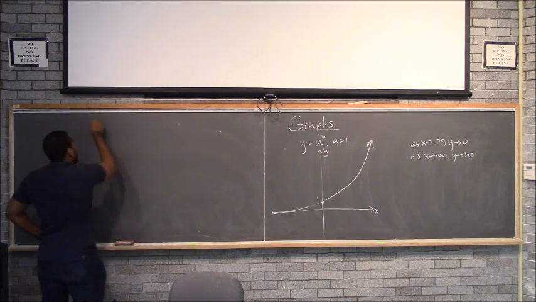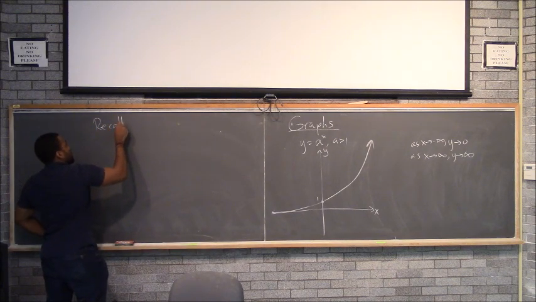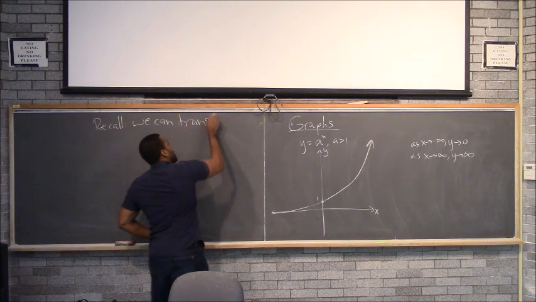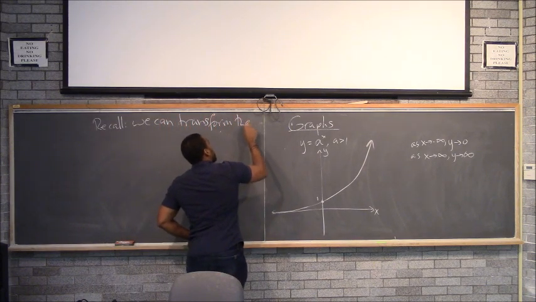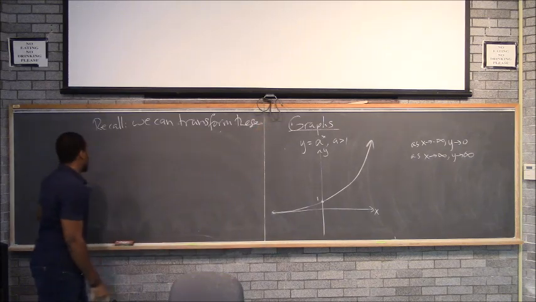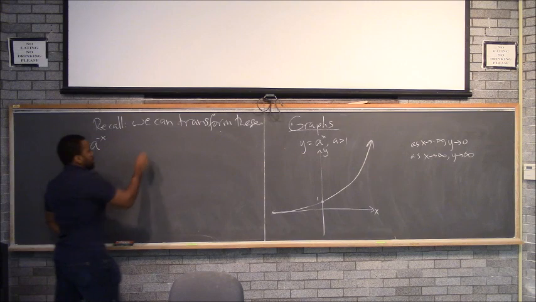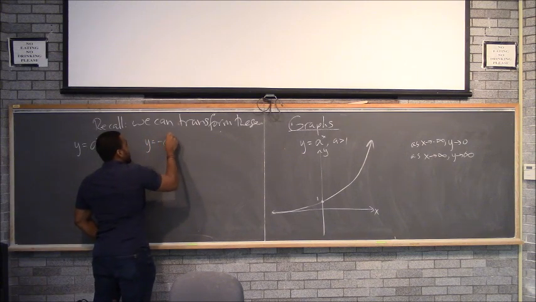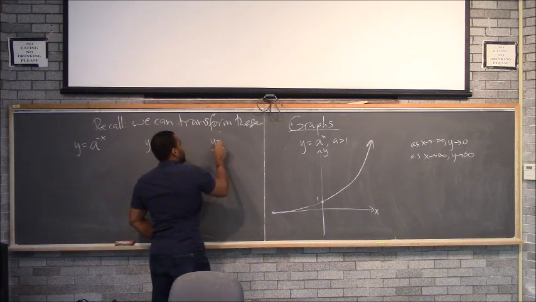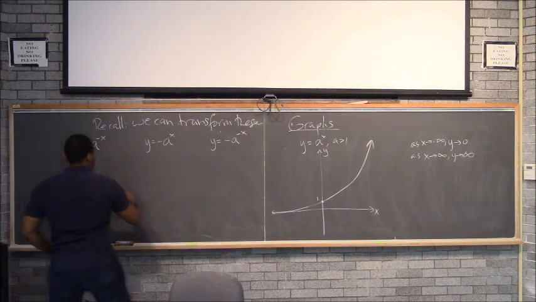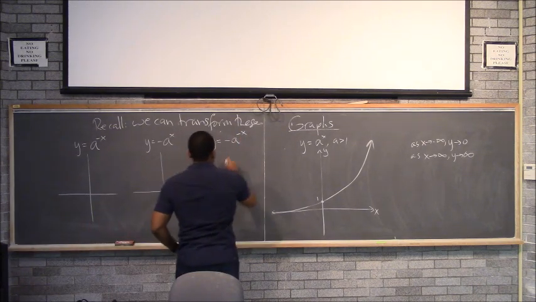I also want you to recall we can transform these. So, for example, you should know what y equals a to the minus x would look like. What would y equals minus a to the x look like? What would y equals minus a to the minus x look like? These will all have pictures that you don't have to plot points.